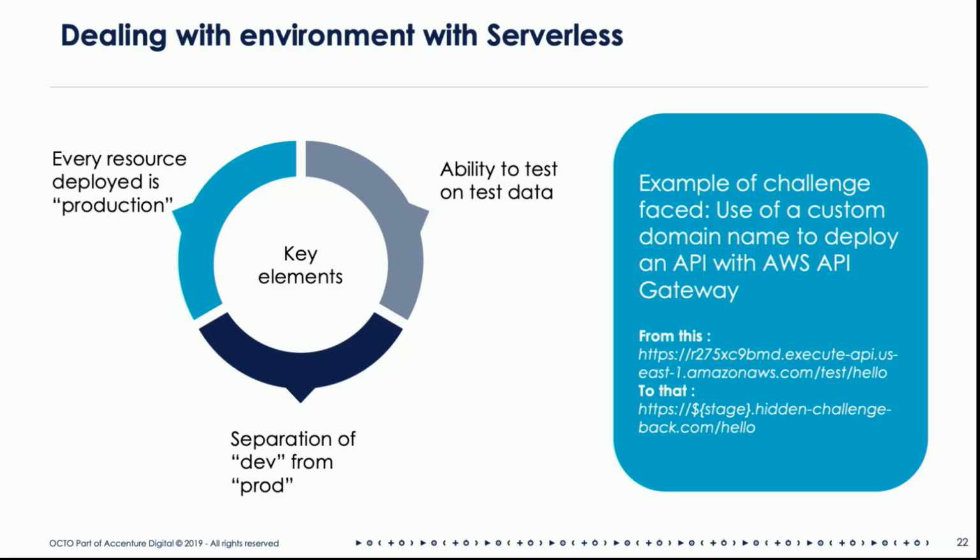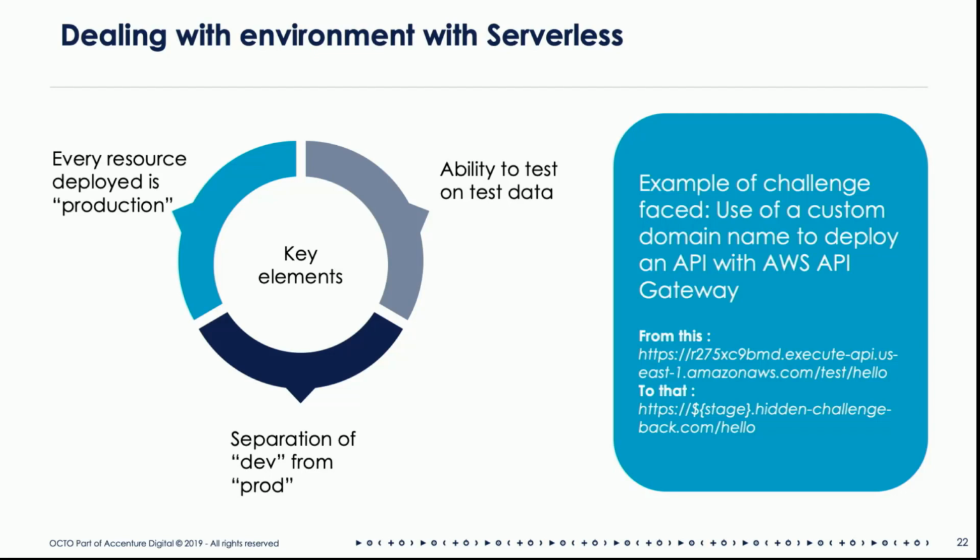What we actually want in a test environment, because it's supposed to be exactly the same environment, produced with exactly the same CloudFormation template, is the ability to test on test data, a different data set than the production one. One example of the challenge that we faced was to use a custom domain name instead of the usually generated one, especially for the dev environment. But that's it. It's not harder or trickier than that.